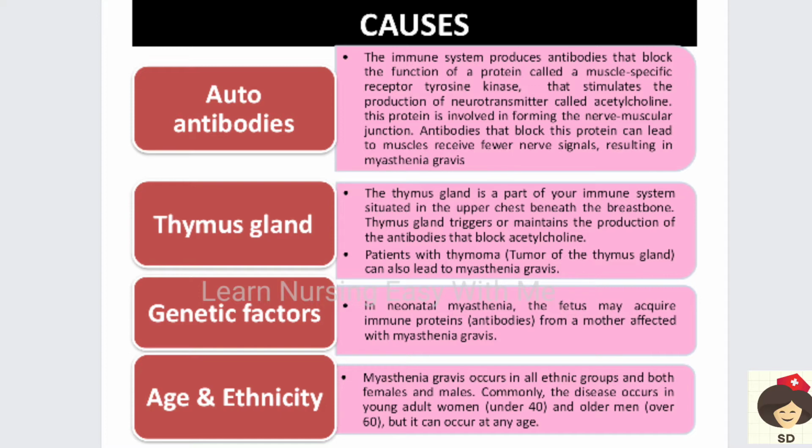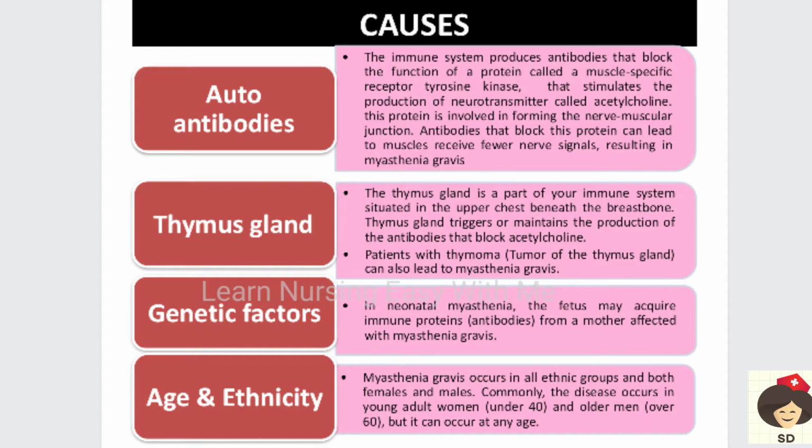Next is the thymus gland. When there is any disease of the thymus gland or a tumor in the thymus gland, the tumor is called thymoma, and the thymus gland is responsible for producing antibodies. When they are produced in an abnormal amount, they can destroy the acetylcholine receptors and thereby result in myasthenia gravis.